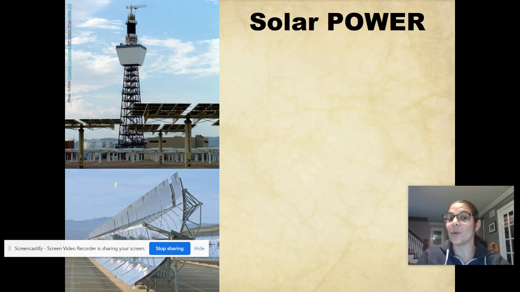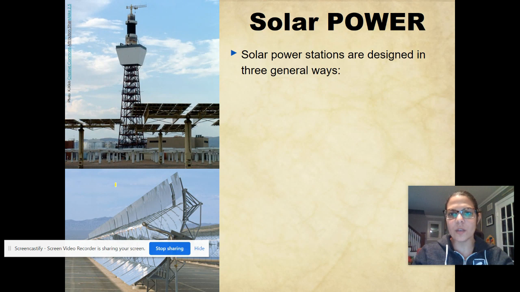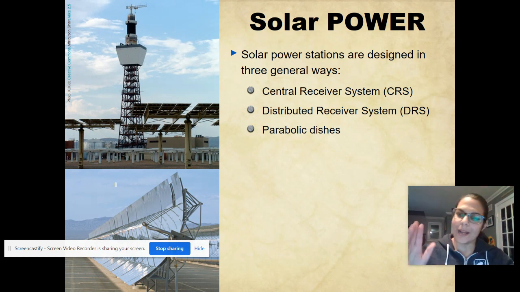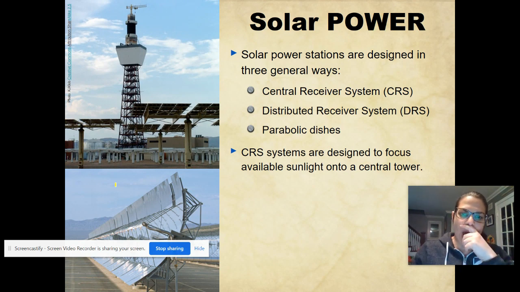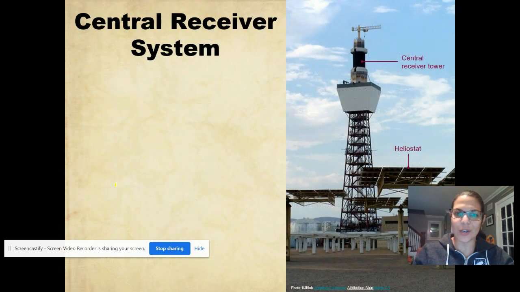There we go. Now, solar power. So solar powered stations are either central receiver systems, distributed receiver systems, or parabolic dishes. In the past, I've had you guys memorize what is what. I'm not going to have you memorize these. I want you guys to know the general idea of them because they're pretty cool.